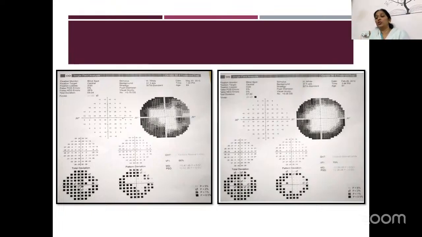What is relative scotoma? What is absolute scotoma? Absolute scotoma is when the patient does not respond to a particular stimulus at any intensity. Whereas if a suprathreshold stimulus is given and the patient responds to it, then it's called a relative scotoma. Positive and negative, this also you find out. These all are exam questions. They will ask you this.